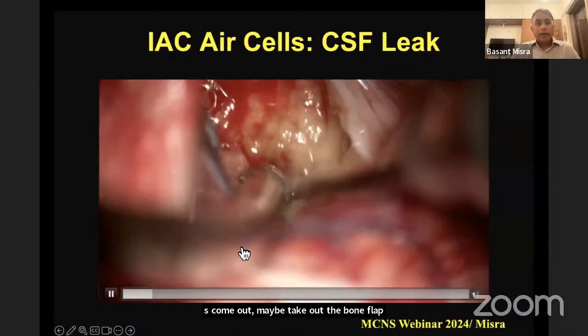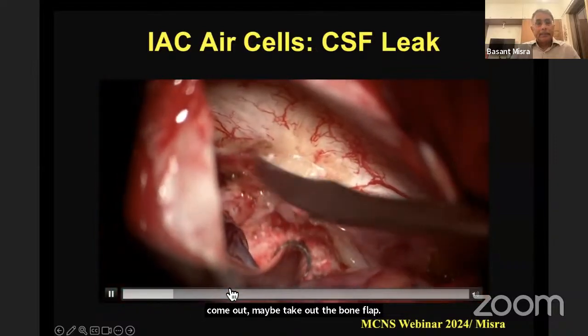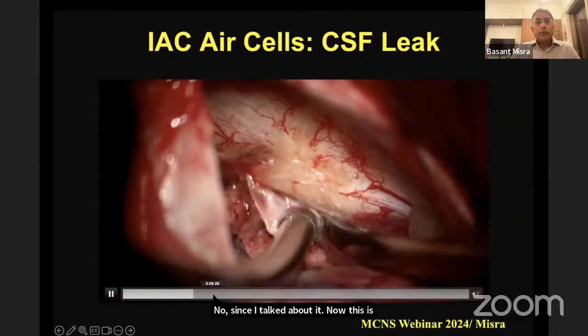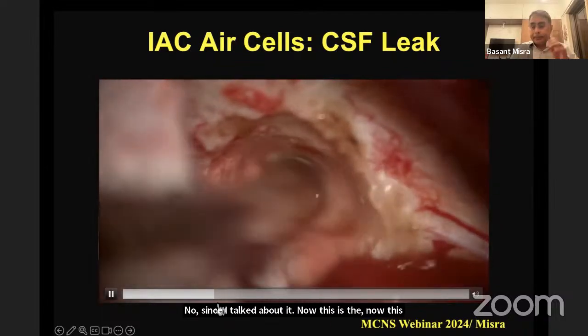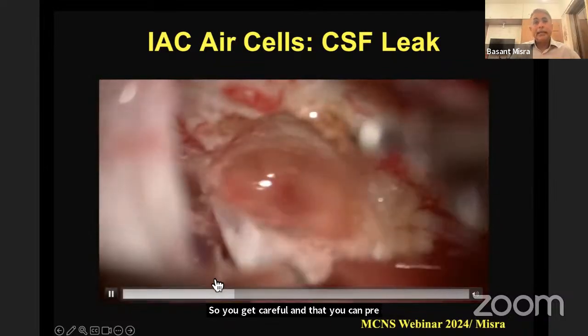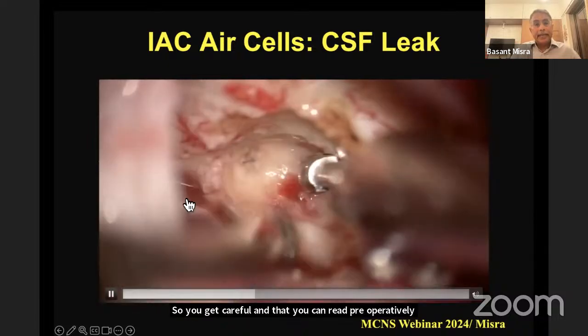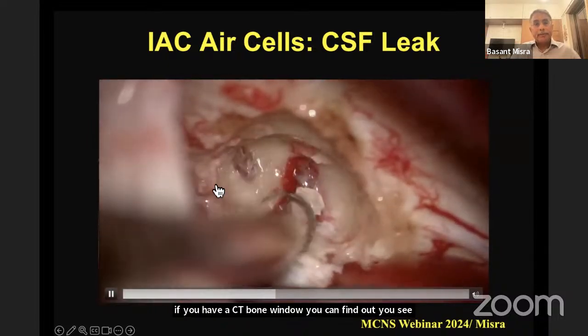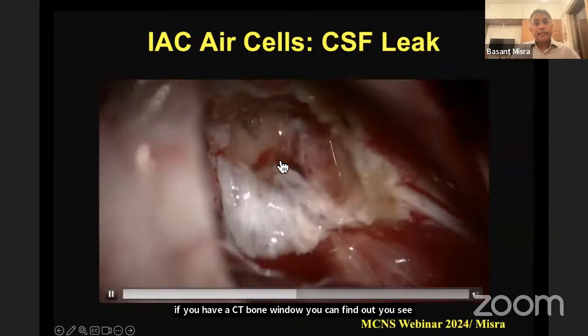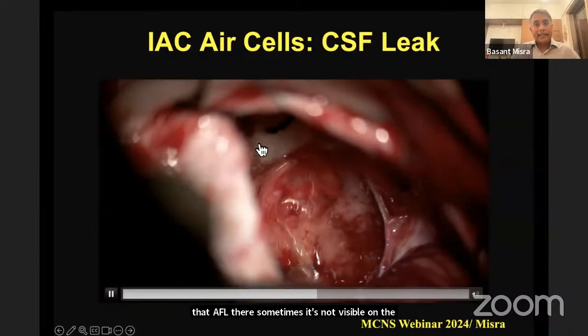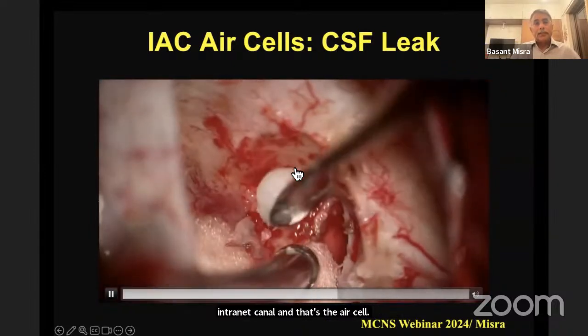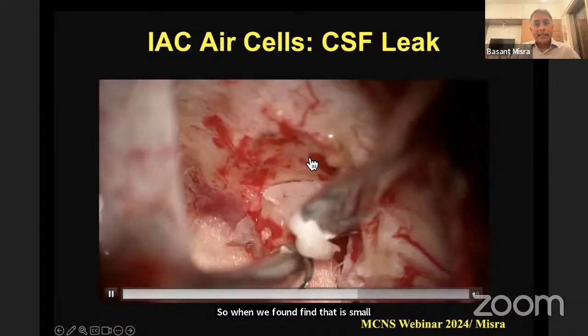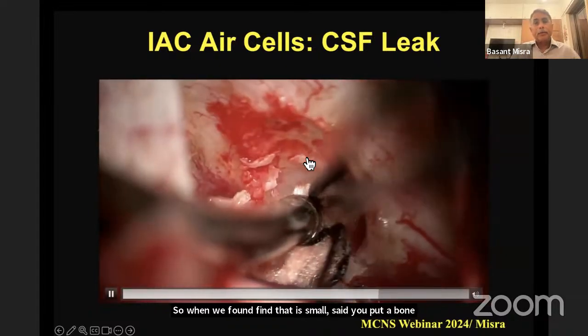Now, air cells, I talked about it. Sometimes you may not be able to see it. So you are careful, and pre-operatively, if you have a CT bone window, you can find out, you see those air cells there. Sometimes it's not visible on the microscope, but you put the endoscope in. This is the internal acoustic canal, and that's the air cell. So when we find that it is a small air cell, you put bone wax. If it's a large air cell, we put fat inside and then put bone wax.